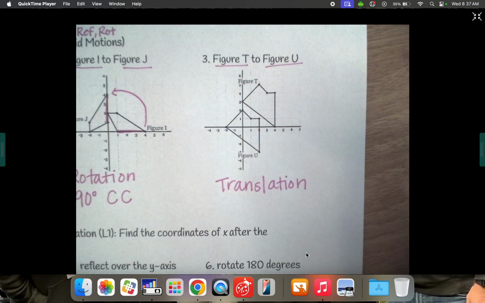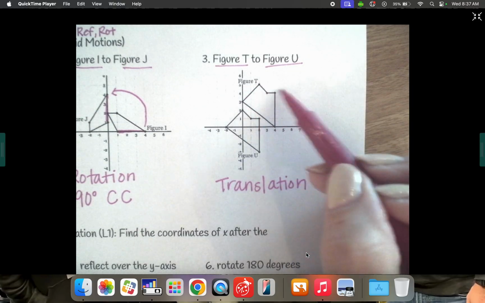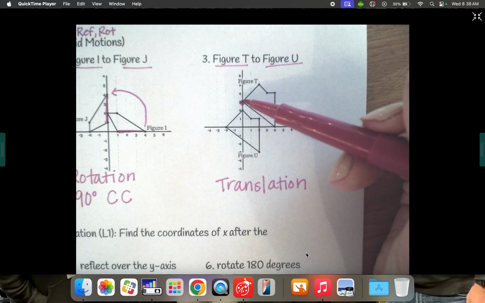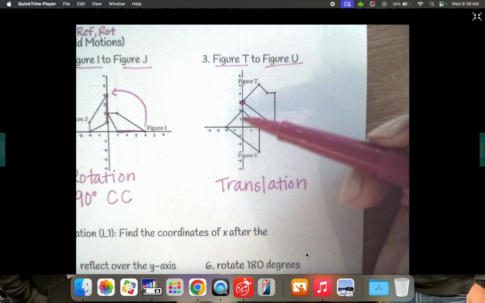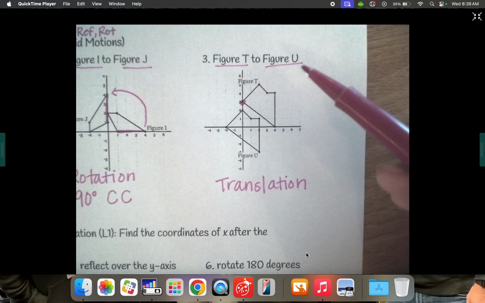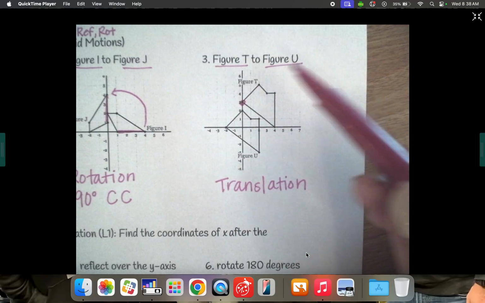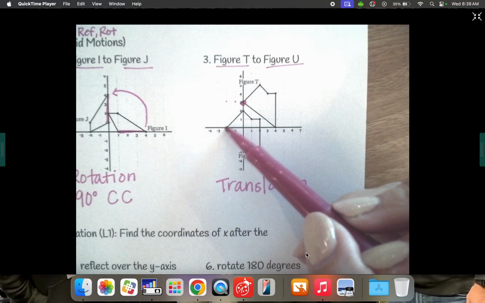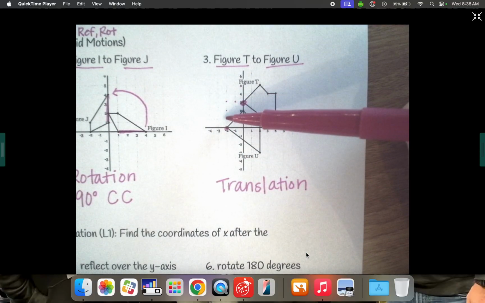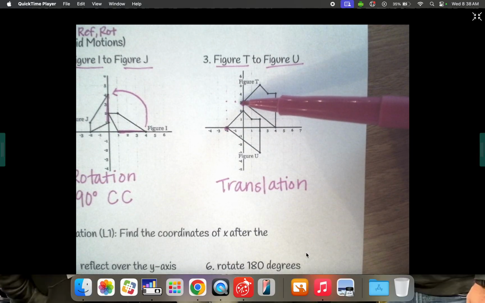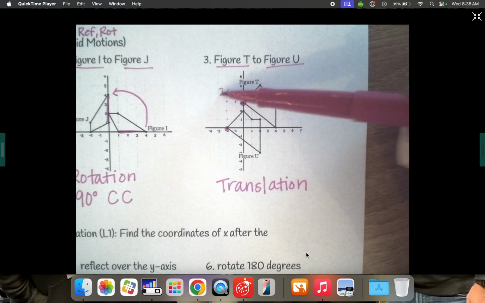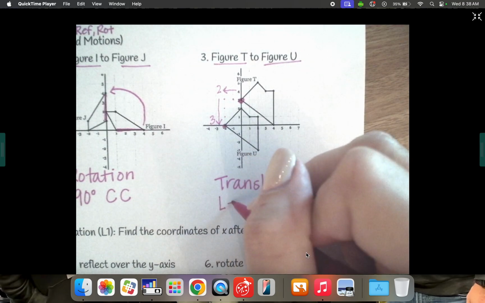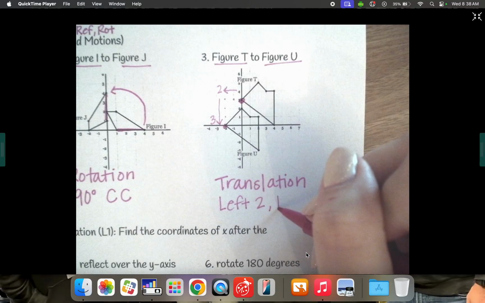How far did it slide? So what you need to do is pick one of these points, any point you want. I'm going to pick this one that's kind of pointing off to the left. And you follow it. How far did it go to the left and how far did it go down? And it's really hard to see. I'm so sorry this copied so light, but it looks to me like it went 1, 2 to get to this point, and then it went down 1, 2, 3. So if it goes to the left 2 and then it goes down 3, that is going to be left 2, down 3.